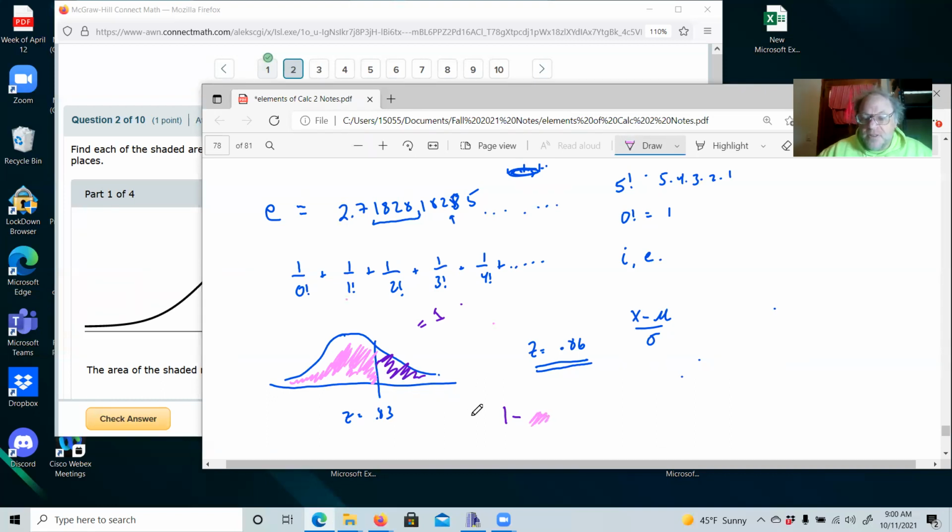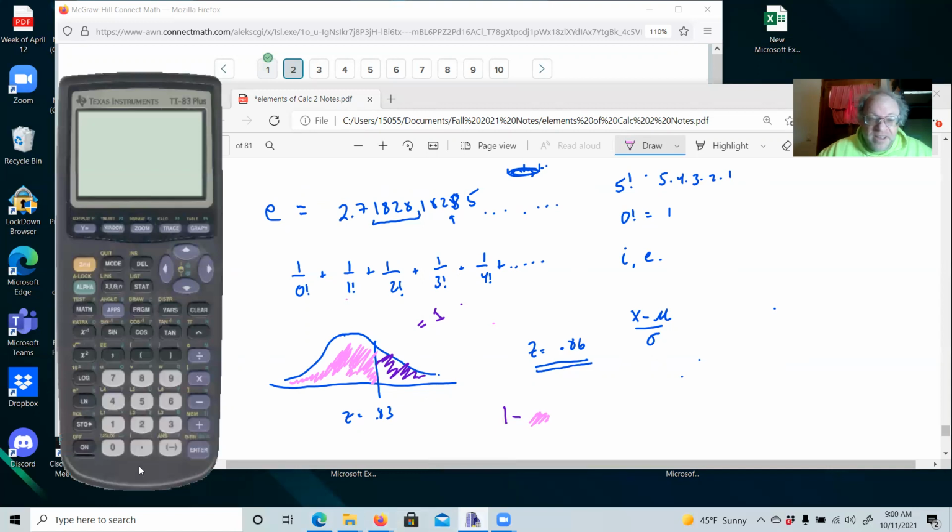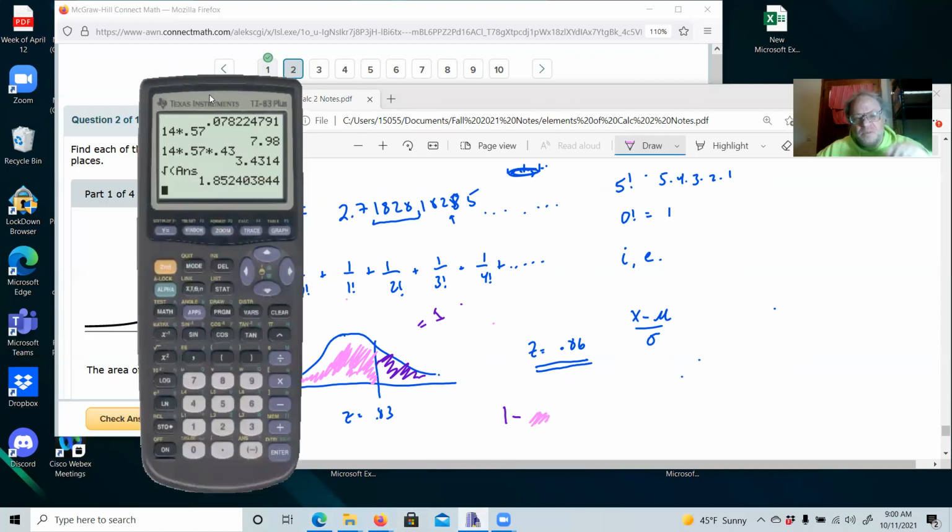All right, so let's go to the calculator, and we'll show you how to type this in. We're going to do this a lot. This is your life, like the next 7.1, 7.2, 7.3. This is a skill that you're going to need to have, but we're going to have a lot of time to work on it.